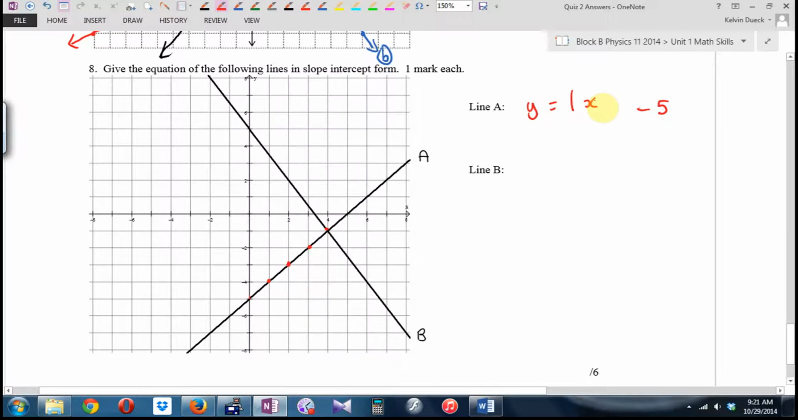Although, do you need to put the 1 in front of the x? So I'm going to go like this. Half mark for the 1x, or just the x. Half mark for the y-intercept.